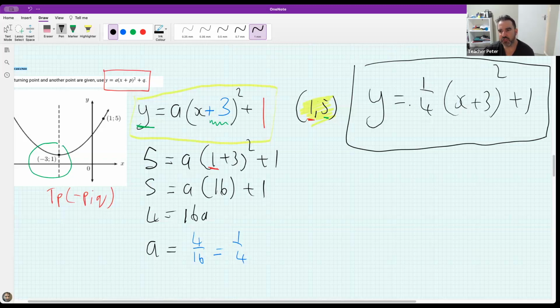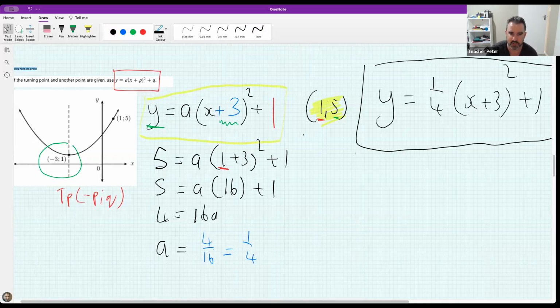Give me a score out of 10 for how well you understood that example. I think you're probably ready to do one by yourself, but I want to get a feel for the opinions of the group. So score out of 10, tell me how you're feeling about doing that example.